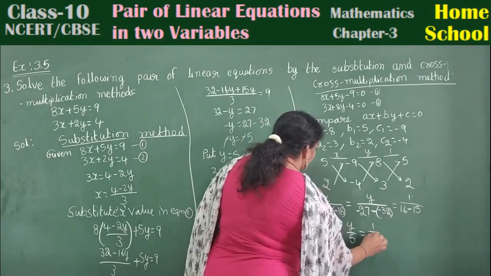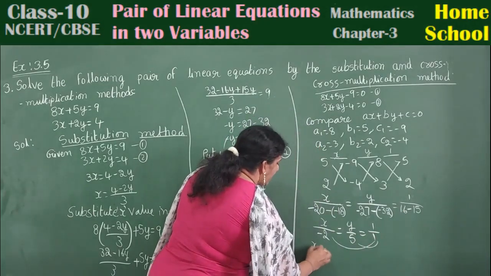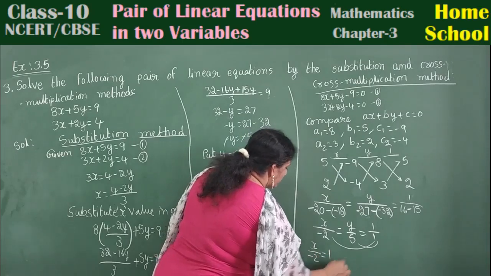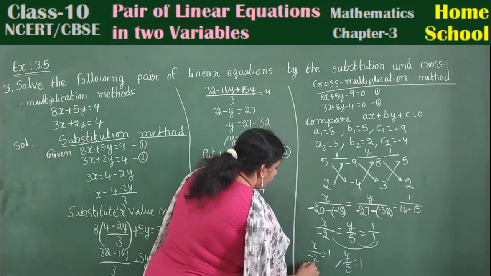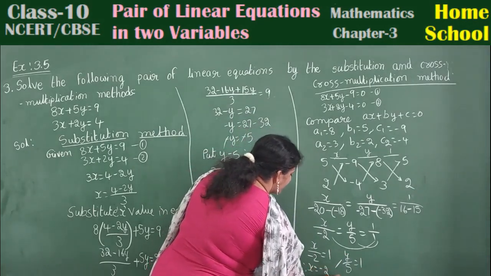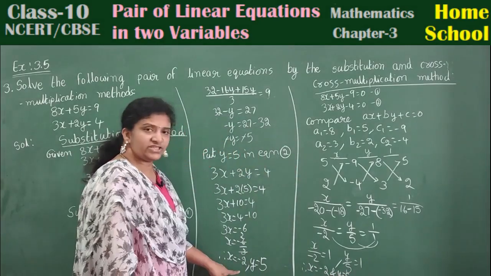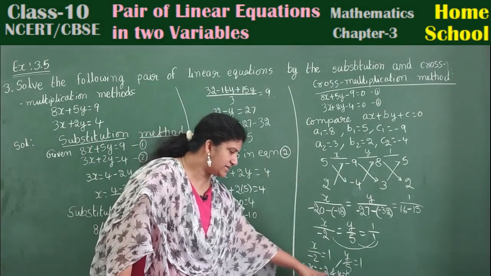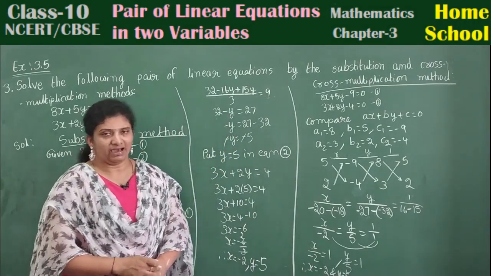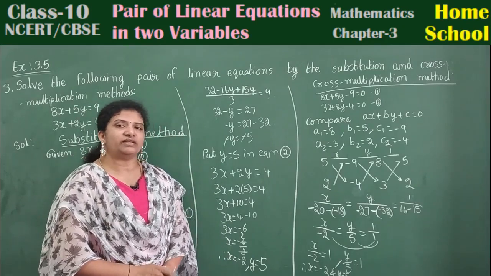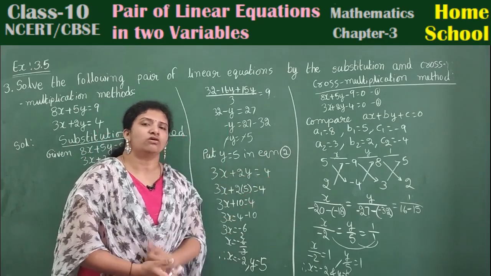1 by 16 minus 15, 1. Now, equate these two. x by minus 2 is equal to 1 and y by 5 equal to 1. Therefore, x is equal to minus 2 and y is equal to 5. See here children, this x and y and this x and y, same answer we got. Yes, we are going to get the same answer. That is, x is equal to minus 2 and y is equal to 5 in substitution method and also cross multiplication method.